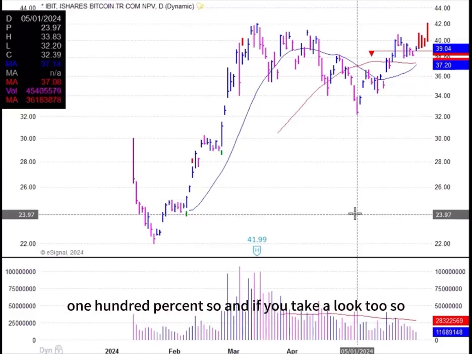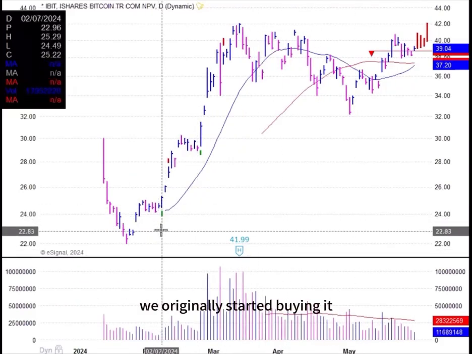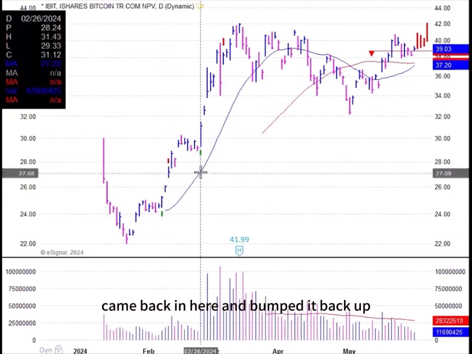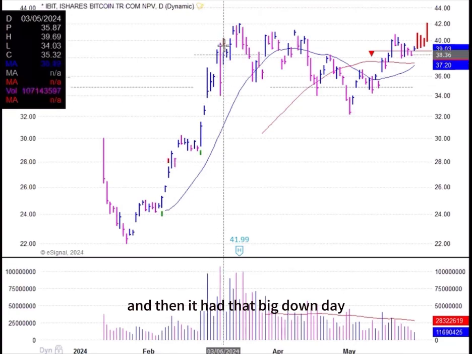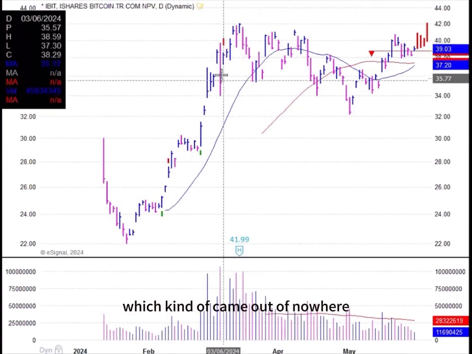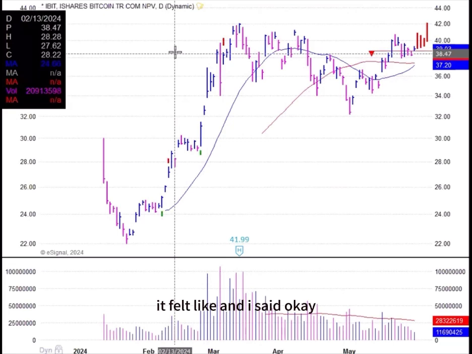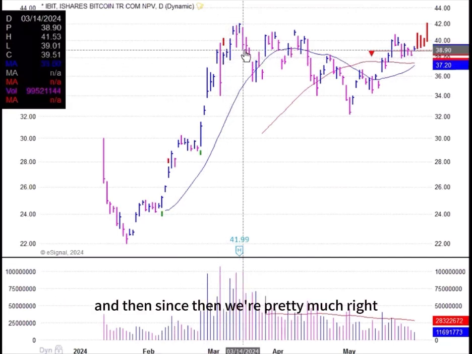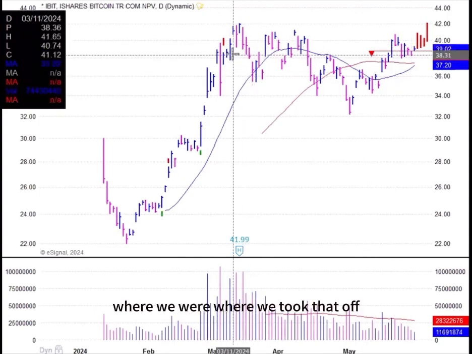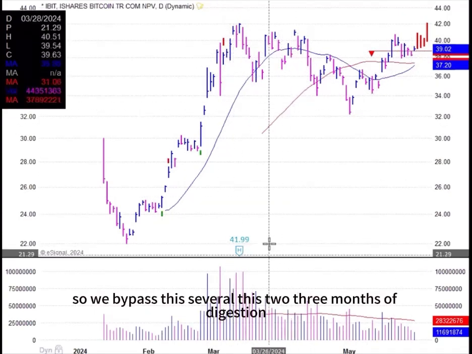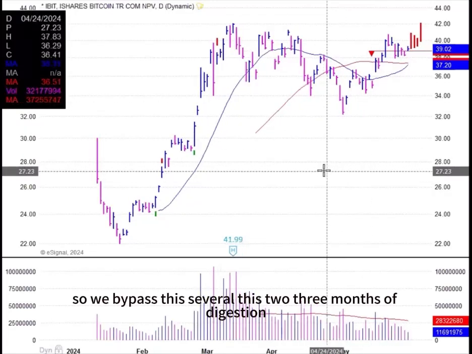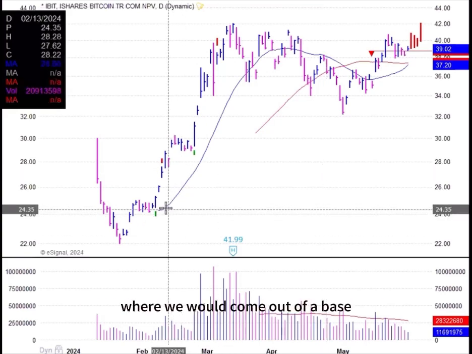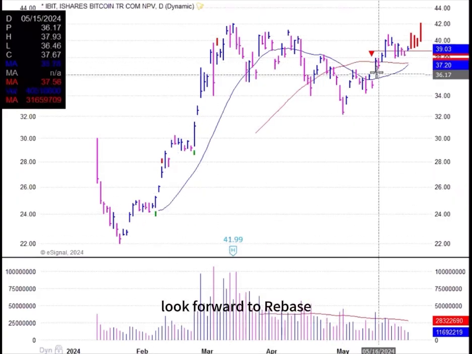Yeah, 100%. If you take a look too, we originally started buying it back here on February 7th. If you remember, we sold some here, de-risked, came back in and bumped it back up. Then it had that big down day, which came out of nowhere. We got a lucky snapback, it felt like, and I said, okay, let's get out of here with this volatility. Sold it here. It went up for a few days, and since then we're pretty much right where we took that off. So we bypassed 2, 3 months of digestion. This is very typical of how we would trade: come out of a base, trade out into the strength, look for it to rebase, and then re-enter.